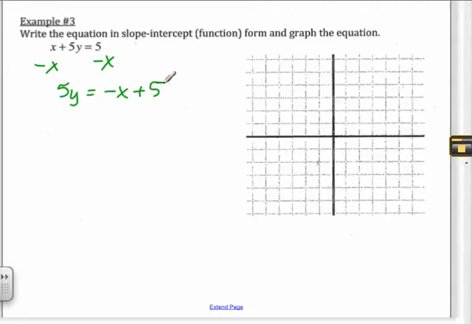Okay, what's the next thing that I do, Ben? Divide everything by 5. Everything gets divided by 5. So this gives me y is equal to negative 1/5 x plus 1.